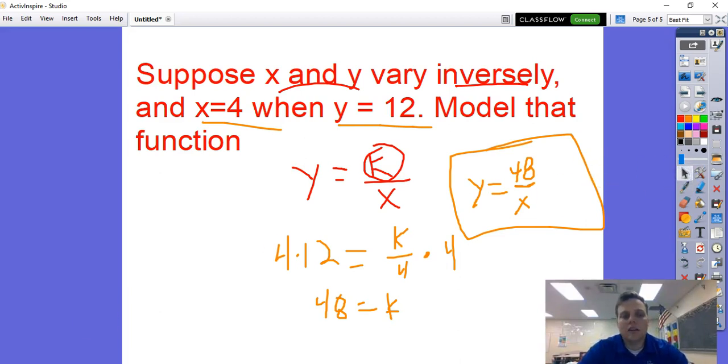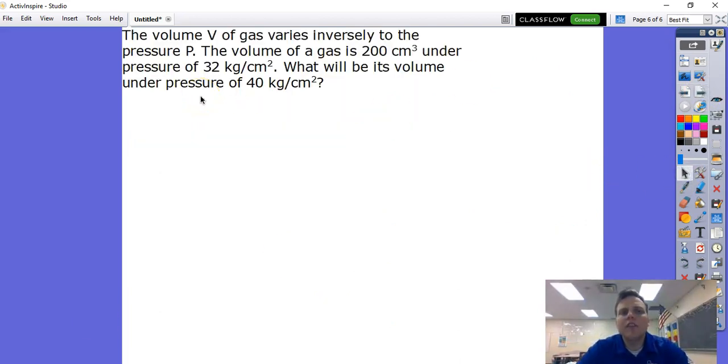Let's do another. Okay. So our next example. The volume V of gas varies inversely to the pressure P. Pause. Hold up. Volume V varies inversely to pressure P. So that means V should equal k over P. Okay. So that's my formula I'm going to somehow manipulate and work with. The volume of a gas is 200 centimeters cubed under pressure of 32.